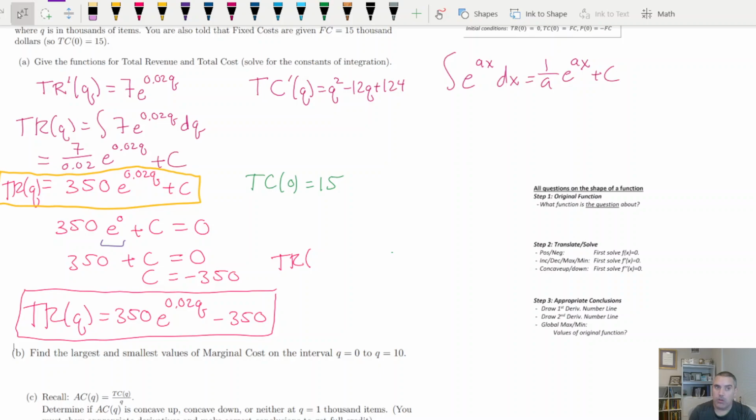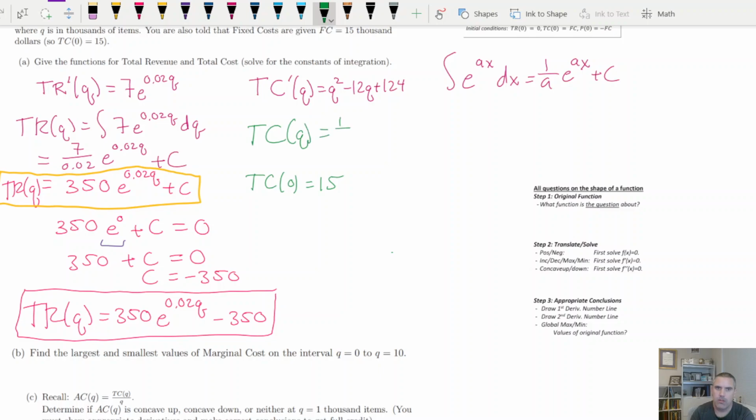You can check your work by saying, what happens when I plug in 0? When I plug in 0, I get 350 e to the 0 minus 350. So I get 350 minus 350, which is 0. So that has to be 350, or else you don't get that 0. All right, I hope that answers that question. Let me know if you have follow-up questions on that part. Now let's integrate this one. Let's just do it in one swoop this time.